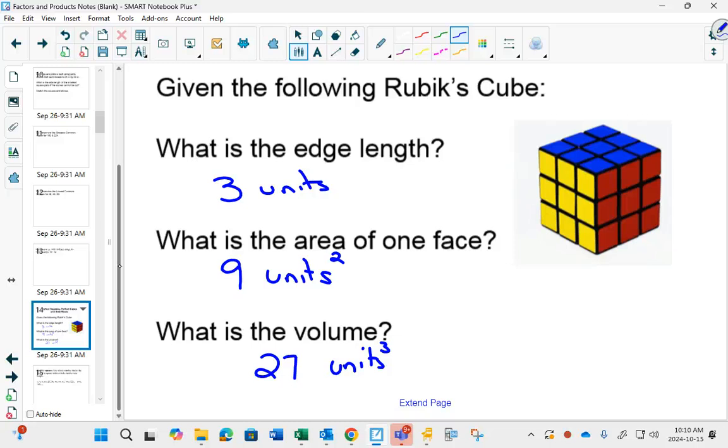So we call the number 9 a perfect square because it's 3 times 3. We call the number 27 a perfect cube because it's 3 times 3 times 3.